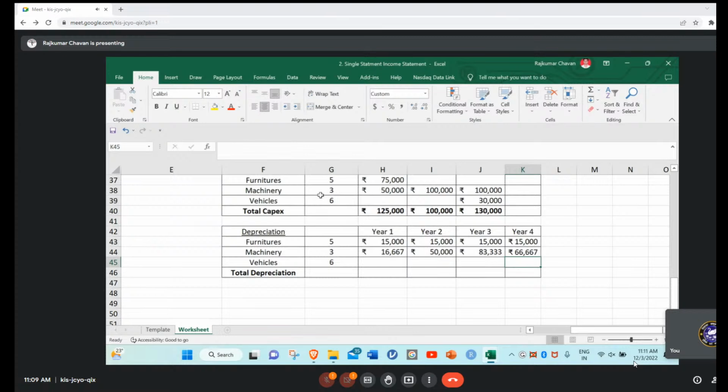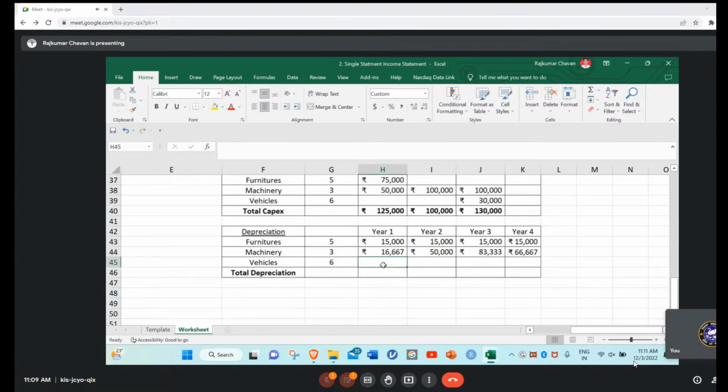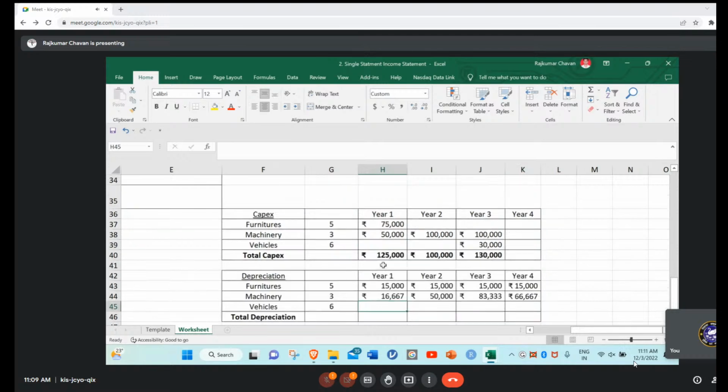Now let us do it for which asset? Vehicle. Now tell me, vehicle, when did we purchase? Can you see the date here? Life of the asset for vehicle is how many years? 6 years. But vehicle, did we purchase first year? No. Second year? No. Third year we purchased one vehicle for the company. That is for how much rupees? 30,000.